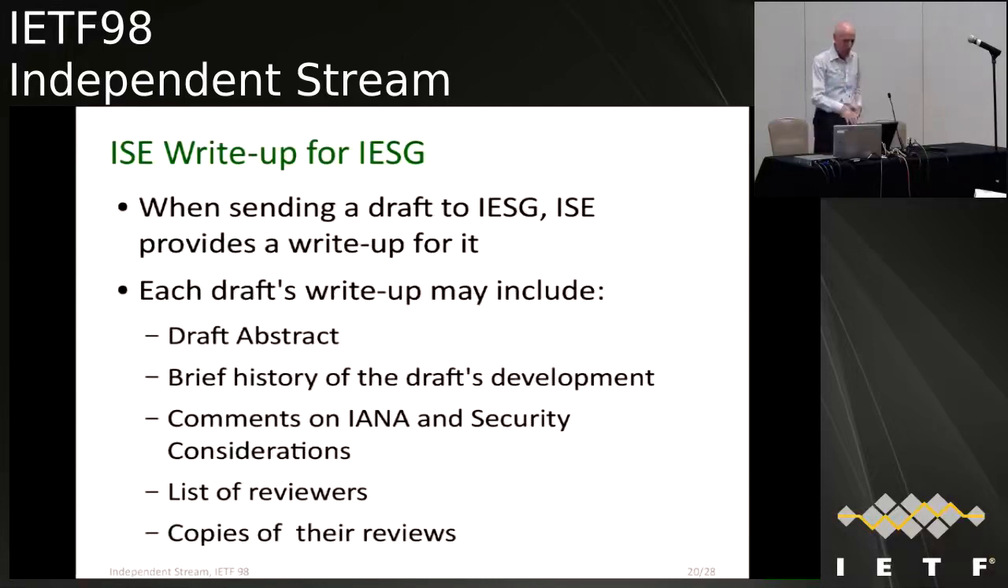So I've reached the point now of writing things up for them. I give them the abstract, a brief history of where the draft came from and how it was developed, comments, if any are needed, on what the IANA considerations or security considerations might be, a list of the reviewers, and copies of their reviews, usually. That's because 4846 says that reviews will be published. That's part of the IETF community, that everything is done in public.